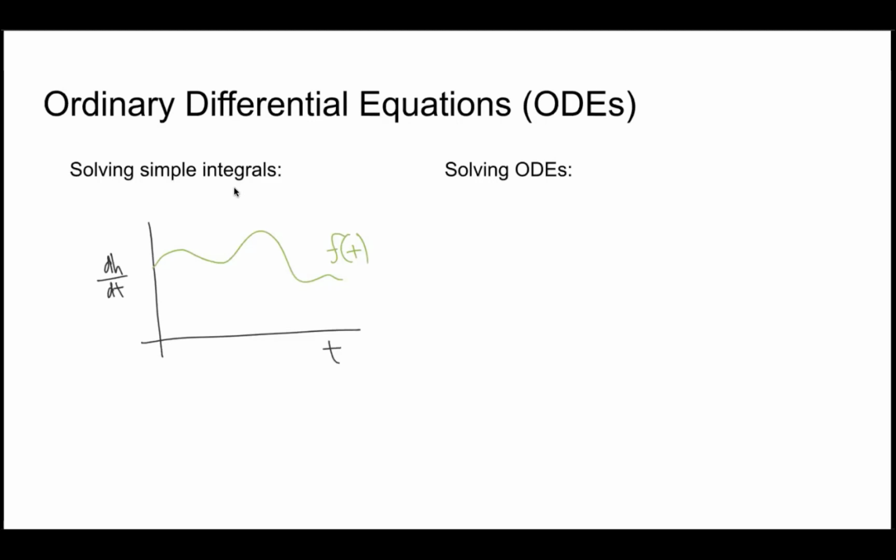So it's easiest to compare to a simple integral, where we parameterize the derivative of some quantity h as a function f of an independent variable t. So the goal is to find the unique function h of t that has this derivative and also passes through some initial value h at time 0.